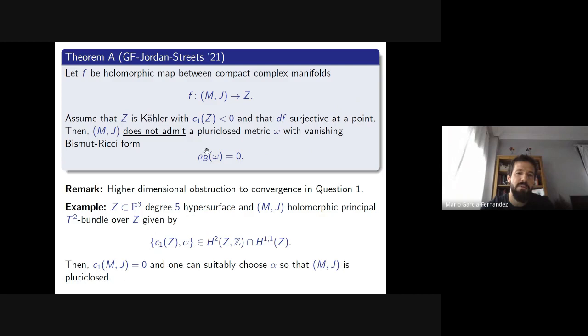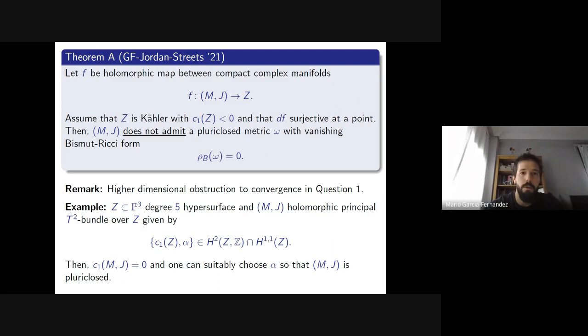Okay, so it has vanishing first Chern class. It is a surjection over a Kähler manifold with negative first Chern class. It admits pluriclosed metrics, but it does not admit any pluriclosed metric which has vanishing Bismut-Ricci form. So the proof, I can tell you more about it if you ask later, but the proof, surprisingly, is via geometric invariant theory. So we use the Donaldson-Uhlenbeck-Yau theorem, its extension to Hermitian manifolds, to prove this result.